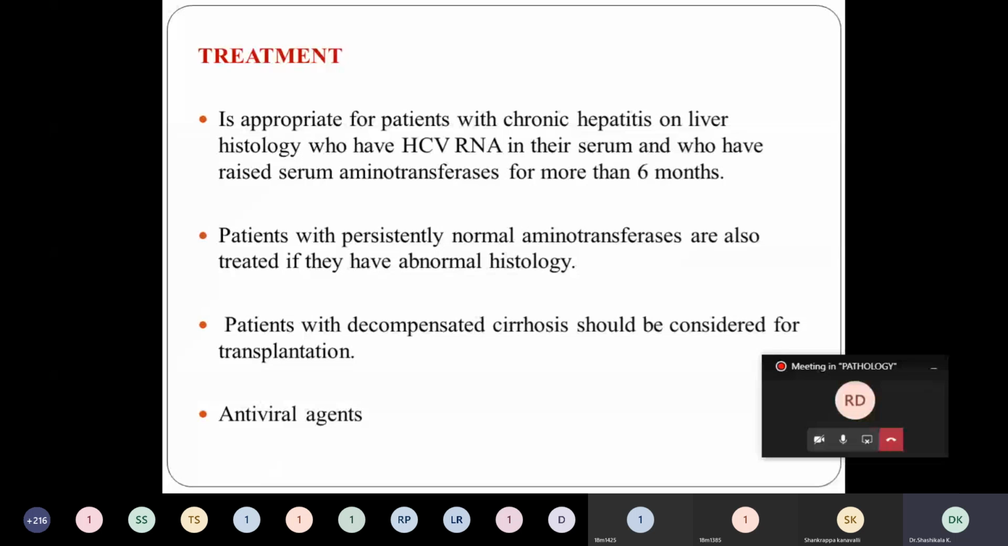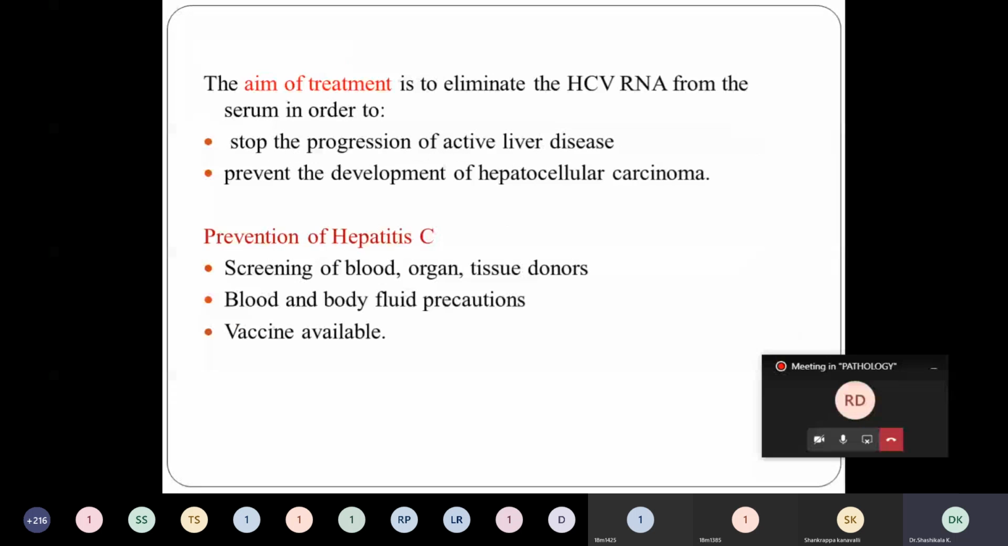Next, after this you are going to give the antiviral agents, if still progressive. The aim of this treatment is to eliminate the HCV RNA from the serum in order to stop the progression of active liver disease and to prevent the development of HCC, that is hepatocellular carcinoma. So how do you prevent HCV? Screening of blood, organ or tissue donors, blood and body fluid precautions have to be taken, and vaccination.